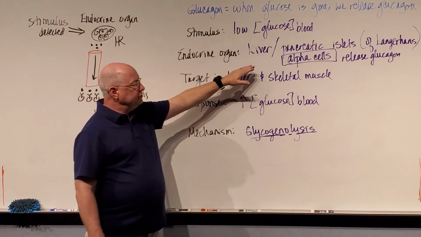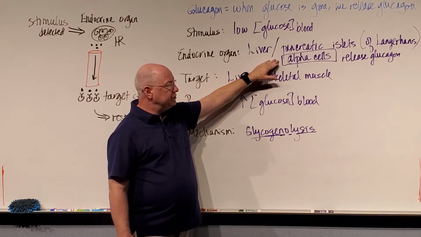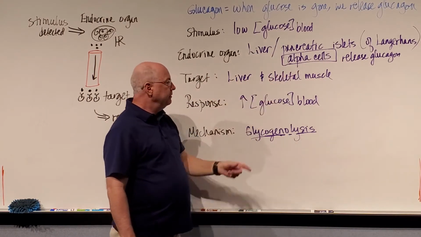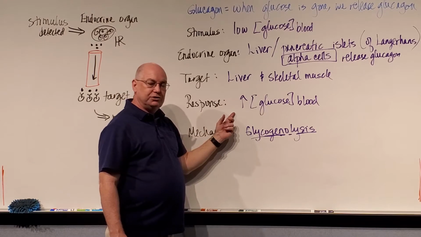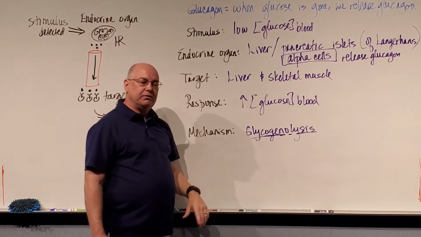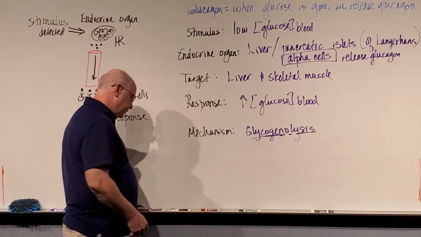Where are the cells that are detecting this stimulus, and what hormone are they releasing? What is the target? What is the response? And how do we get that response? We digest glycogen to release glucose.